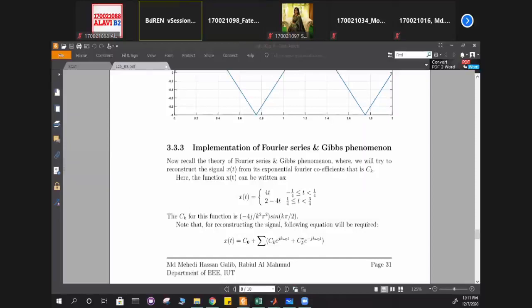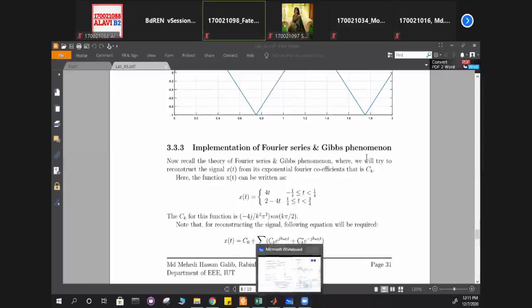Yes, that means you can rephrase that thing: we can represent periodic signals using a weighted sum of sinusoids, isn't it? Or a weighted sum of exponentials. Yes, sir. That is the thing. Okay, let me write the equation.